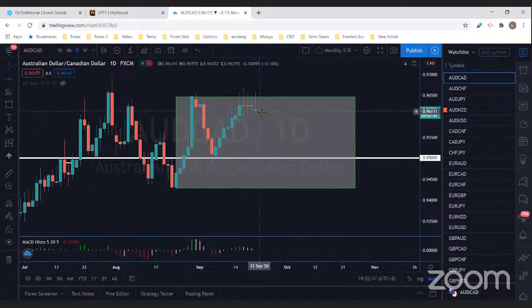So by tomorrow morning, if this remains as a rejection bar, I will most probably go for a short trade on Aussie cat. So that's the first trade of the day, Aussie cat.